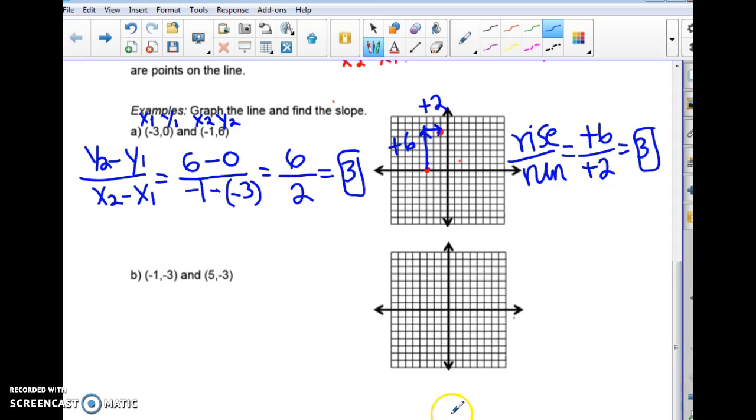So negative 1, negative 3, and 5, negative 3. How do you do this? Let's graph it first. Negative 1, negative 3. Then 5, negative 3: 1, 2, 3, 4, 5, negative 3. Okay, I'm going to connect these two. If I want to go from here to here, how much is the rise?